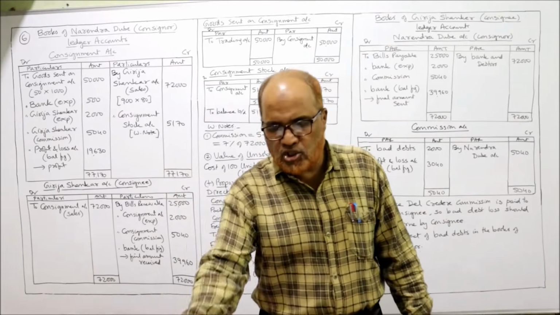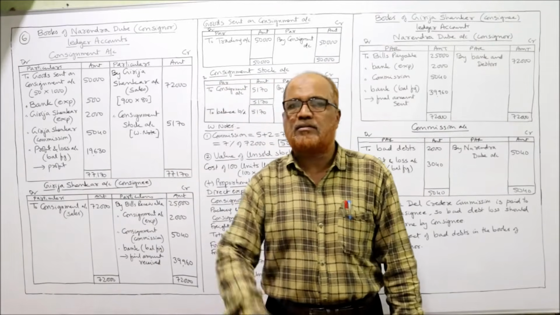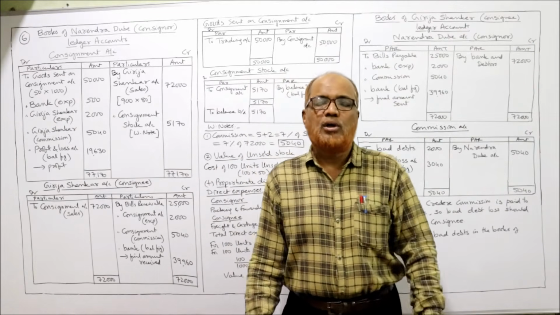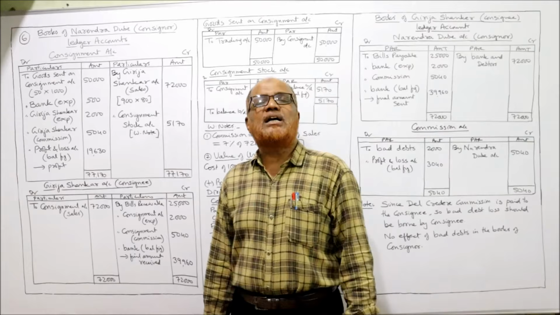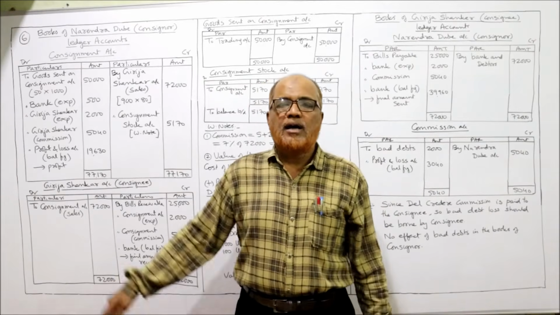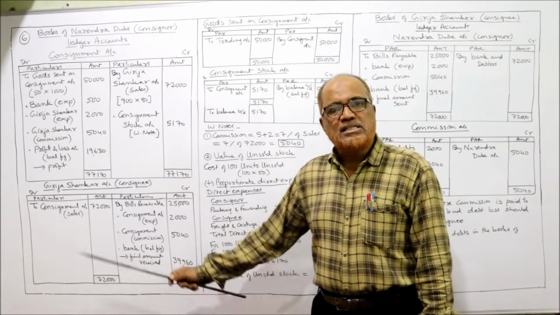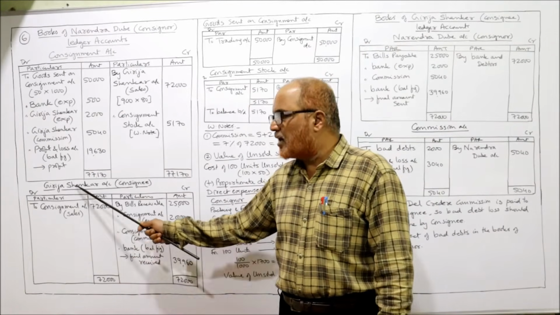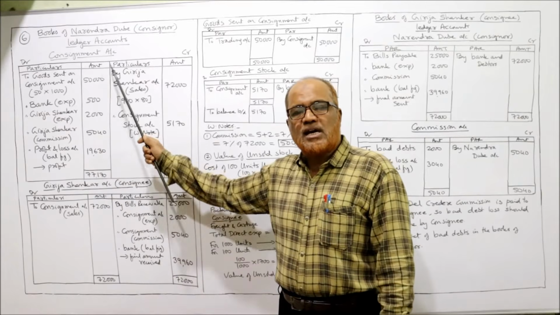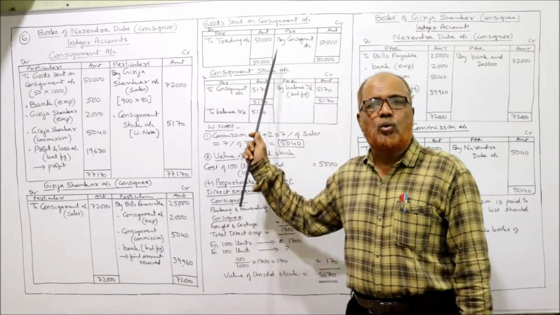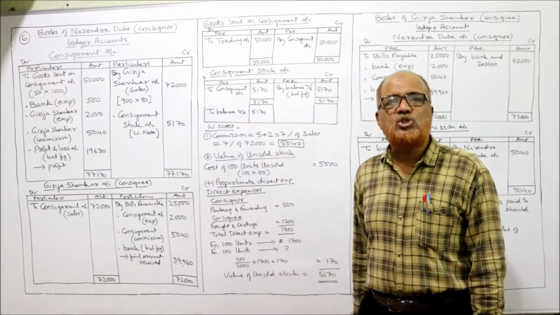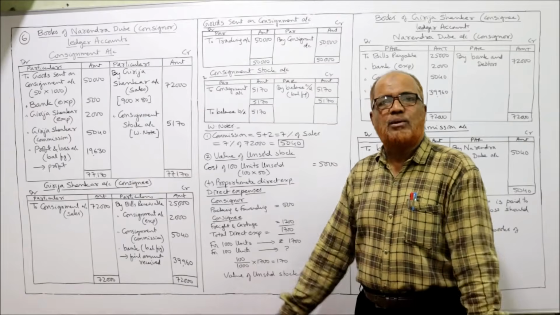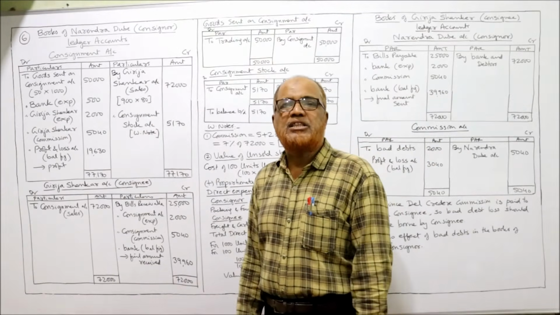Give necessary ledger accounts in the books of both the parties. Not journal entries but ledger accounts. So how many ledger accounts do we have to open in the books of the consignor? 4. Consignment account, consignee account. What is the name of the consignee? Girija Shankar. Girija Shankar account. So first consignment account, second Girija Shankar account, third goods sent on consignment account, last one consignment stock account.